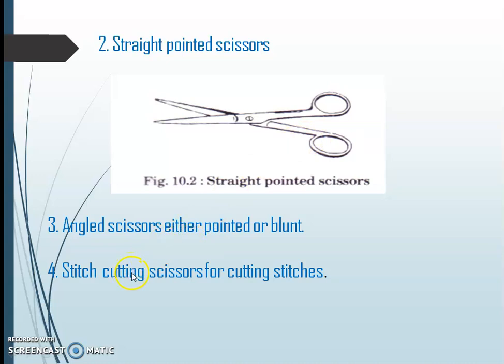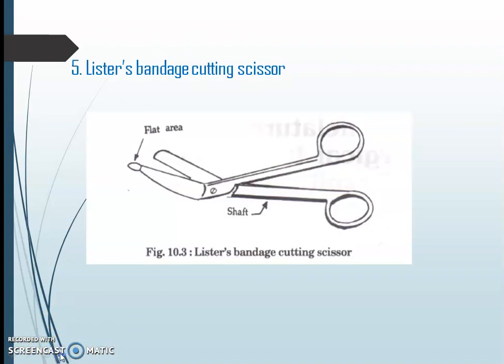Then stitch cutting scissor, which is generally used for cutting the stitches. Then Lister bandage cutting scissor. The diagram shows Lister bandage cutting scissor. It has a flat area at the tip. It has a shaft. This is used for cutting of bandage.